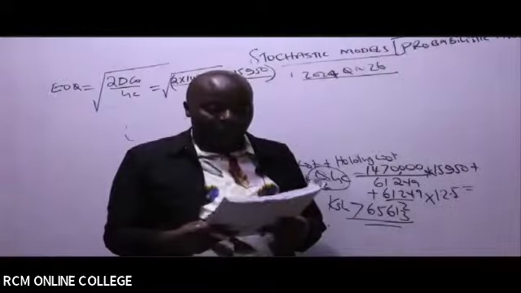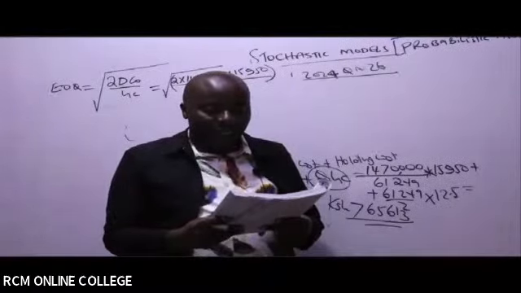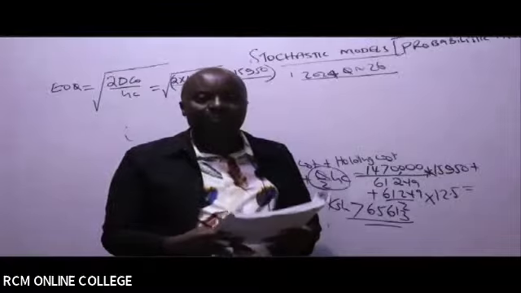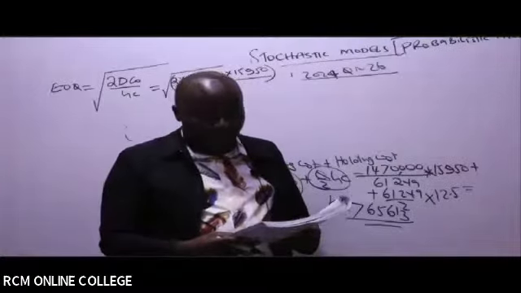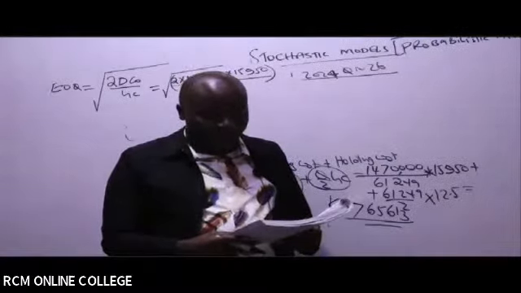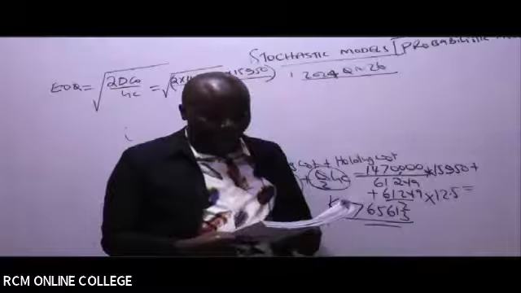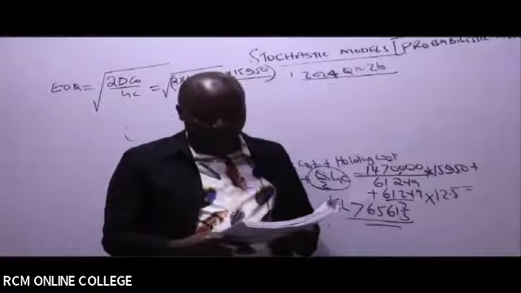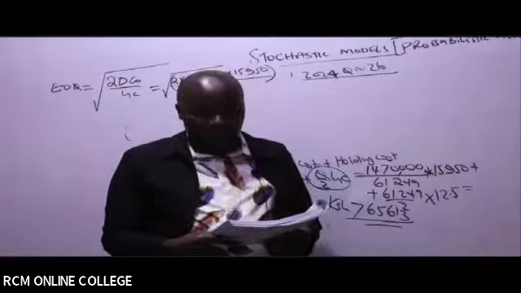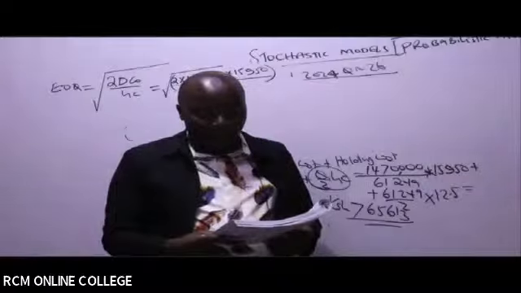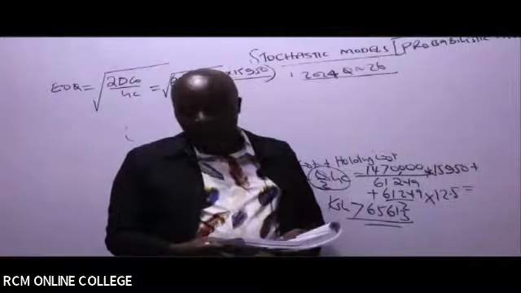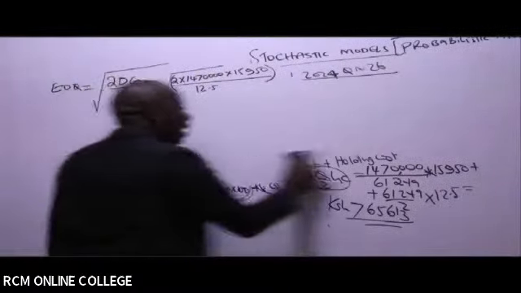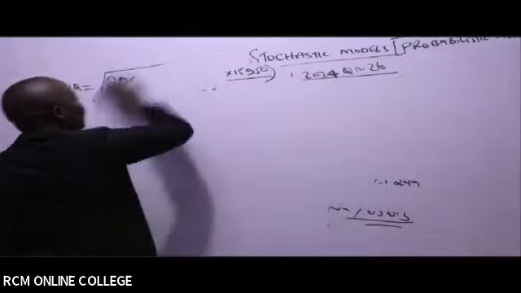So number three, they want us to calculate the current level of safety stock implicit in the current reorder period. So in this particular case, what do I need to do? I need to calculate what we call reorder level. So the first thing we need to do here is to calculate what we call reorder level.